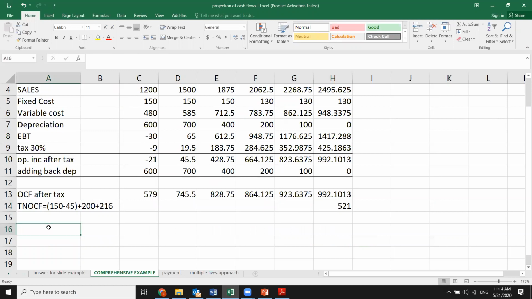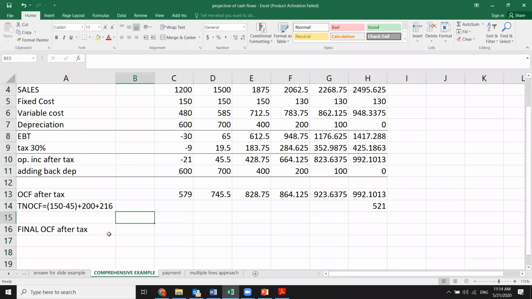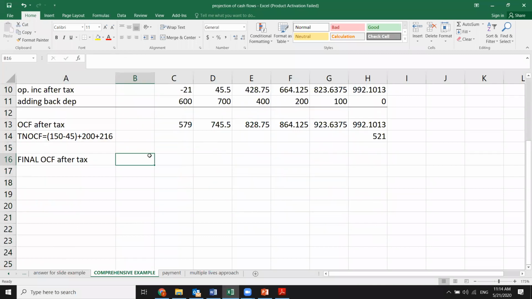And final operating cash flow after tax is in the following way. So we have investment cost in the year 0, which is total cost here, okay? We need to put it minus 2,200. It's 2,200,000. So this is our investment cost.